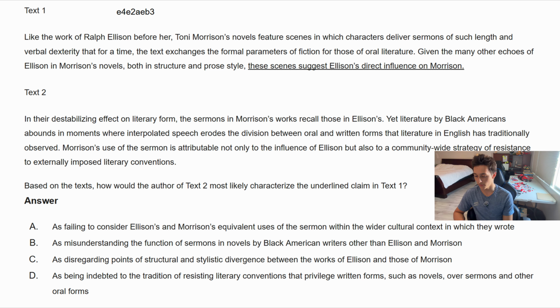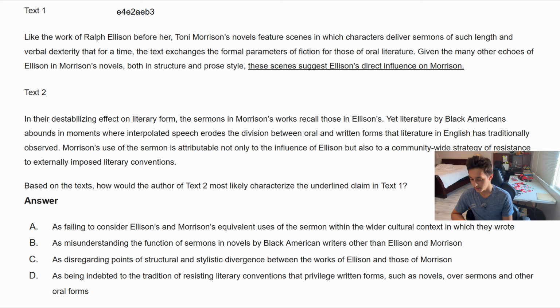Text 1: Like the work of Ralph Ellison before her, Toni Morrison's novels feature scenes in which characters deliver sermons of such length and verbal dexterity that for a time, the text exchanges the formal parameters of fiction for those of oral literature. Given the many other echoes of Ellison in Morrison's novels, both in structure and prose style, these scenes suggest Ellison's direct influence on Morrison.